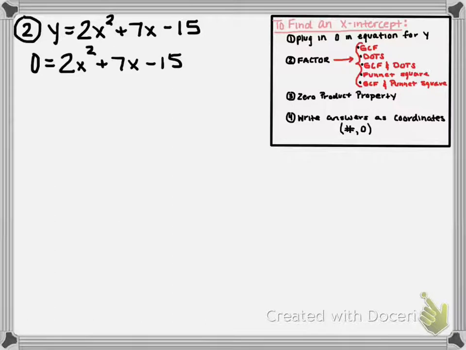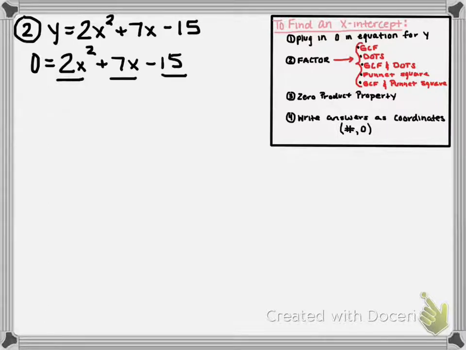Step number 2, we're going to factor. So when I look at this, 2, 7, and 15, there is not a greatest common factor here. So I'm going to then look to see, is this DOTS? Remember, DOTS is a difference of 2 squares, but we have 3 pieces in this trinomial. We have 1, 2, 3. So this is not a DOTS problem, which means it has to be a Punnett square problem, the third way that we learned to factor.